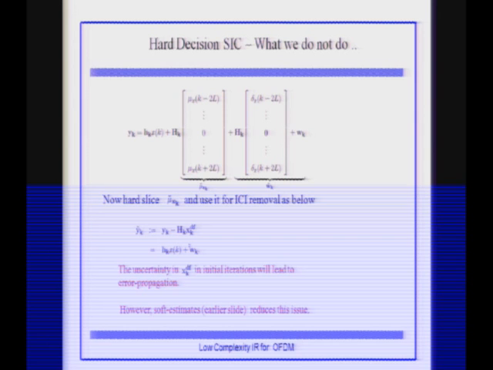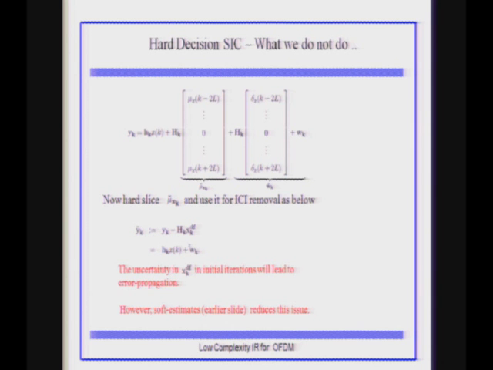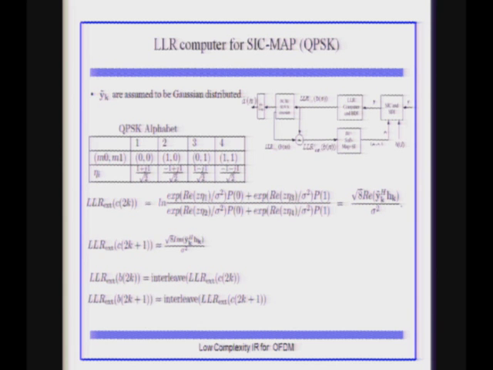And we didn't do this. So these, you can hard slice them back to the transmit constellation and do an ICA removal like this. But then the issue is, during the initial iterations when things are not converged very well, you introduce error propagation, which is the classic DFE issue. So we didn't do that. Whereas with the soft information, that problem is a lot lesser.